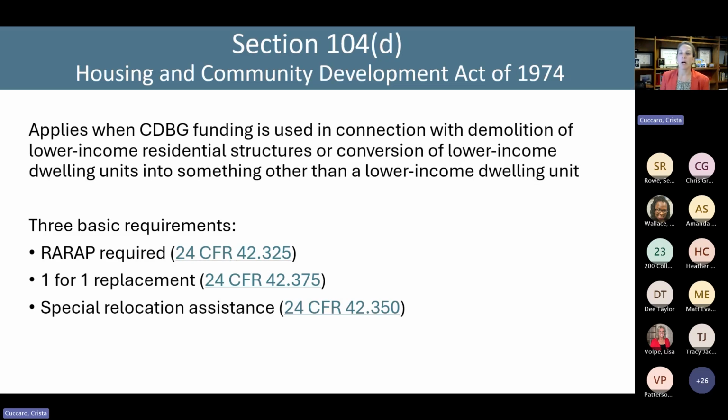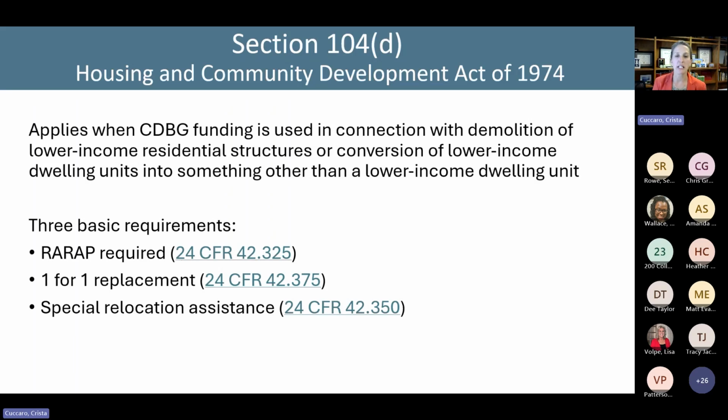There are three basic requirements of Section 104D. That RARAP is required. There's also provisions on a one-for-one replacement and a special relocation assistance that's available to these residents. Again, that RARAP is a document that provides guidance on the relocation requirements and explains procedures in compliance with the URA and Section 104D. And so we'll be on the lookout for that, and you all can figure out whether you want to adopt the state's RARAP or use your own.